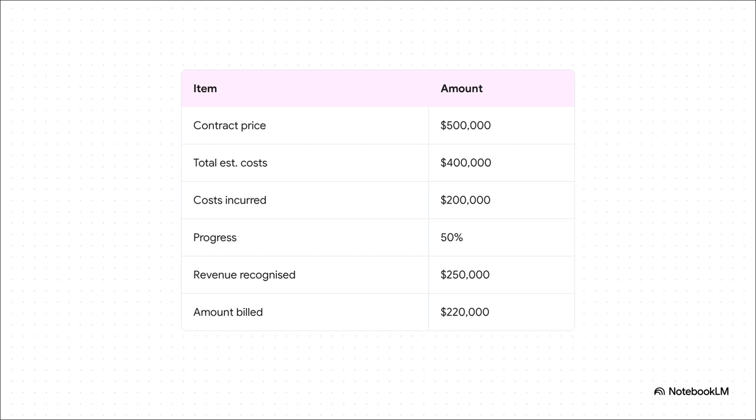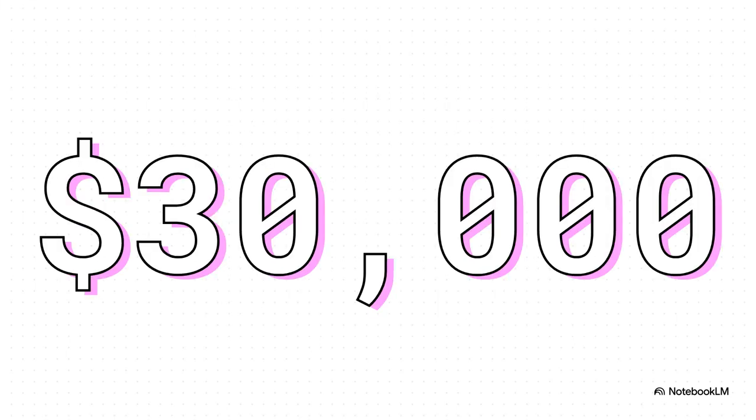But hold on a second. Notice what we've actually billed the customer so far, only $220,000. Well, that leaves us with a gap, exactly $30,000. We recognize $250,000 in revenue, but we only invoice them for $220,000. And trust me, as any accountant will tell you, a $30,000 difference is definitely not a rounding error. It's a very specific line item.